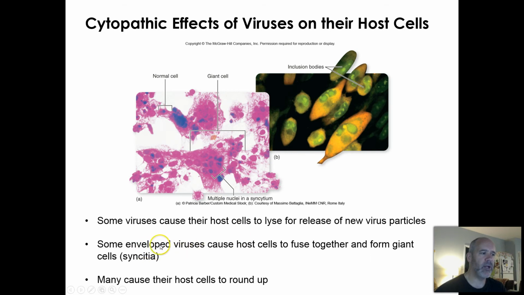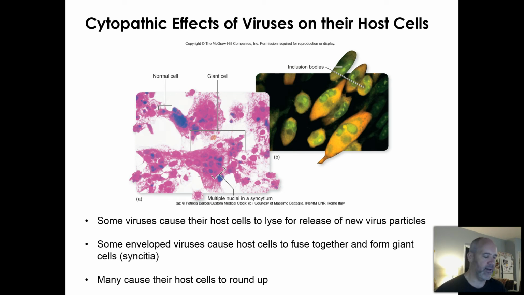There are some enveloped viruses that do this weird thing where they cause the host cells to fuse together and form giant cells. Those are also called syncytia, and that's what you're seeing here in this picture from your textbook. Right in here, all the light pink, those are big giant cells, and in dark purple, each of those is a nucleus. So that's letting us know that these host cells fused together and made these big giant cells.